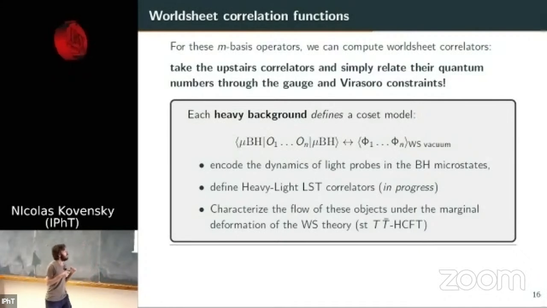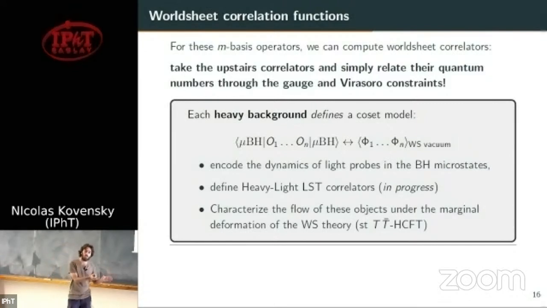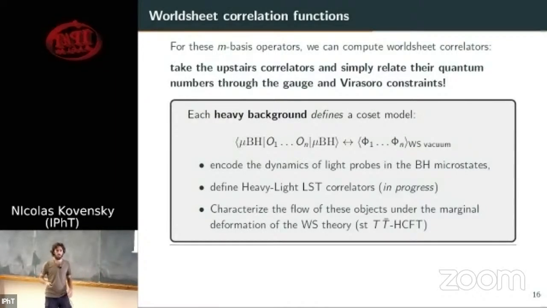And these worksheet correlators, since the worksheet theory itself encodes the heavy state I'm working on, are directly heavy light correlators in spacetime. Okay, because the information about the heavy state is already in the worksheet theory itself. So vacuum correlators in the worksheet theory correspond exactly to heavy light correlators in spacetime. Okay. Any questions about that? Okay. So in particular, this is a way to encode the dynamics and the probes of this family of microstates. This is a way to define heavy light correlators, for example, in little string theory, which is kind of more difficult to discuss.